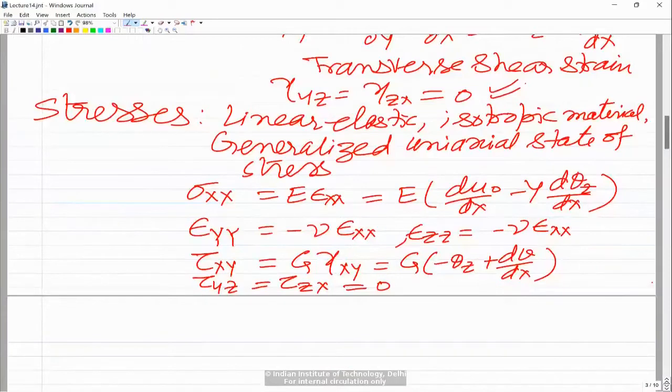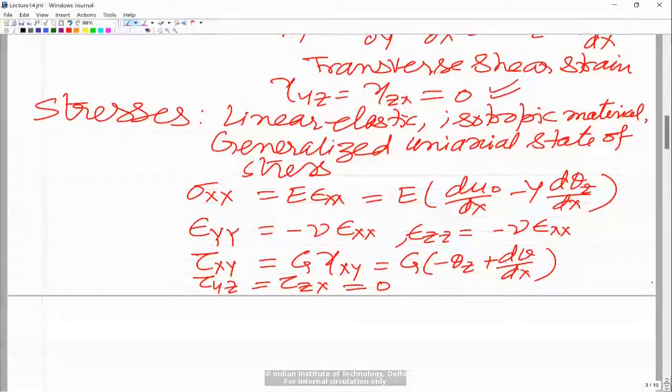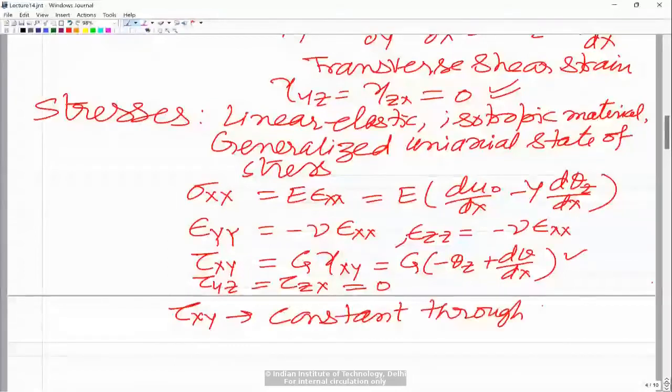Now one thing you will observe when you look at this tau xy: it is independent of the cross-sectional coordinate y. That means it is constant through the thickness.